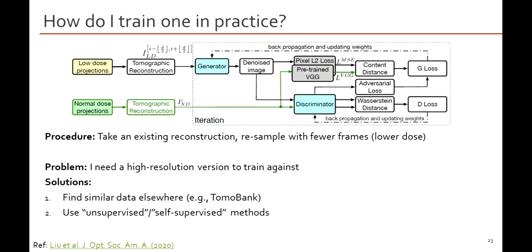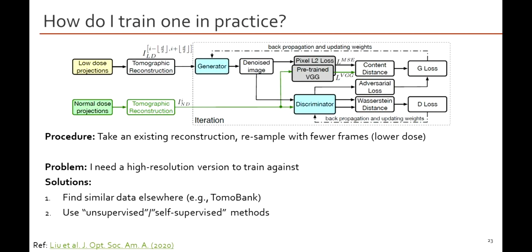The problem with this is I do need a high resolution version to train against, and I can do this in many cases by, say, spending a lot of time to take a very good image for one sample and then reusing the model trained on that data to reconstruct similar structures from very similar samples. Or I could find data somebody else has collected that's been published through TomoBank. Or, as we're going to detail next briefly, I can use unsupervised or self-supervised machine learning methods.